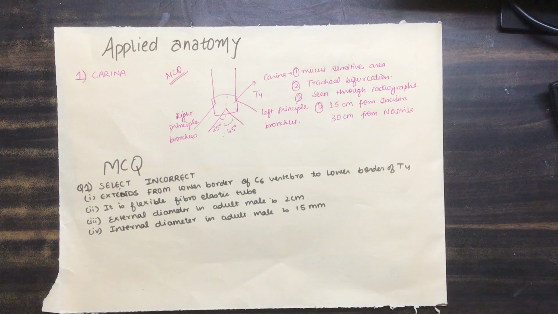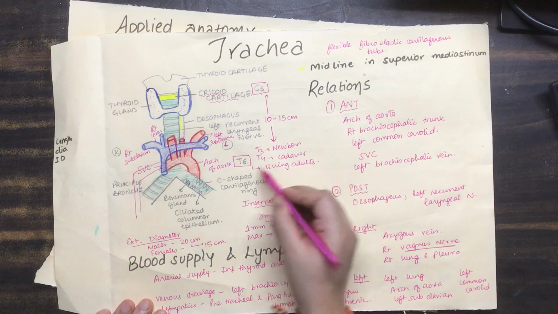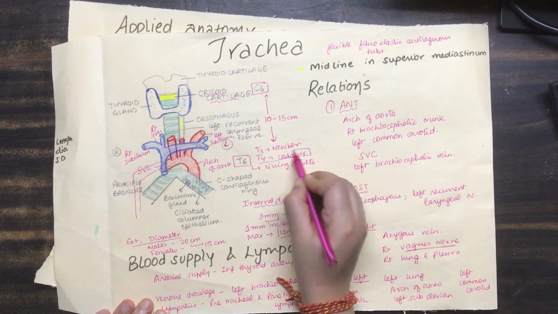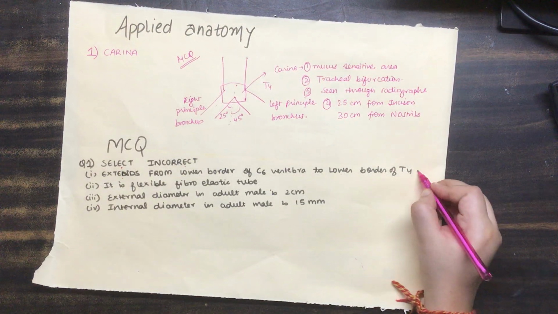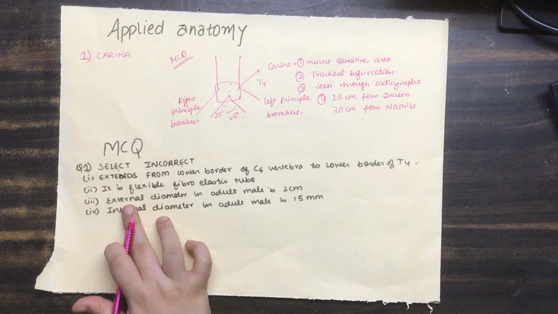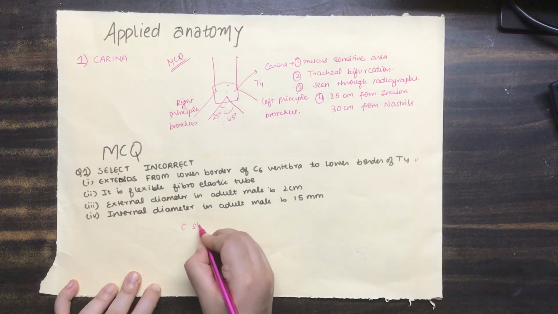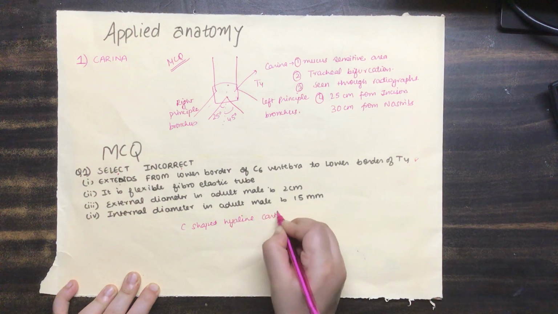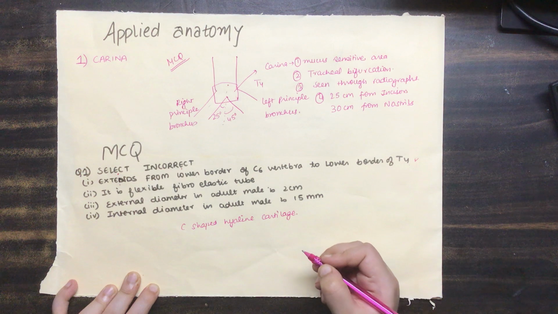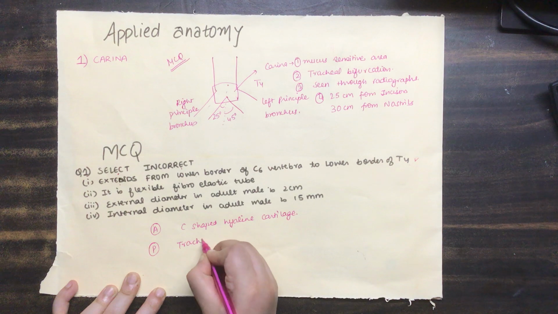So we'll now go again to the diagram that we drew. So this is our diagram. It is extending from the lower border of C6 to T4. I told you the T4 isn't there in the cadavers. So this is acceptable. So this option is correct, and we have to find out the incorrect. It's a flexible fibrocartilaginous tube. Why cartilaginous tube? It's a cartilaginous tube because of the presence of C-shaped hyaline cartilage. So C-shaped hyaline cartilage is present in the trachea, and this is anteriorly present, and posteriorly we have the trachealis muscle.